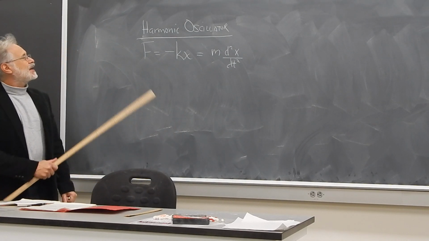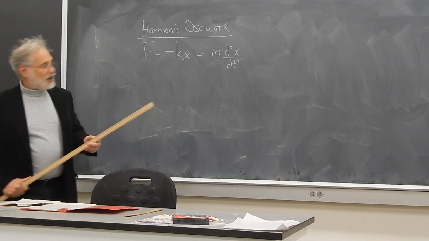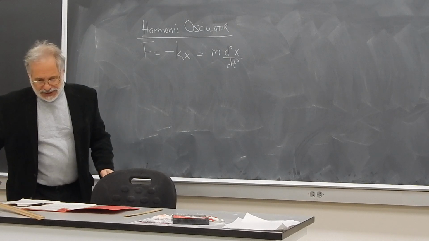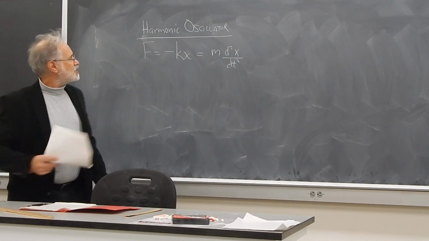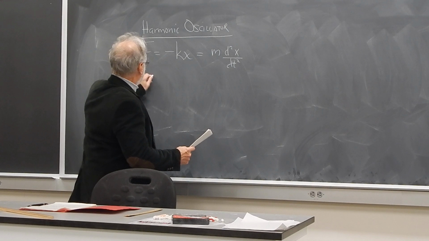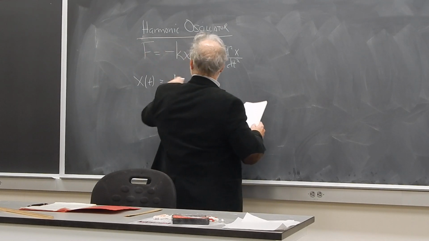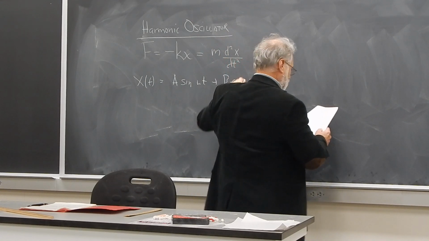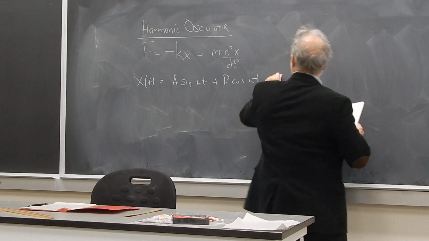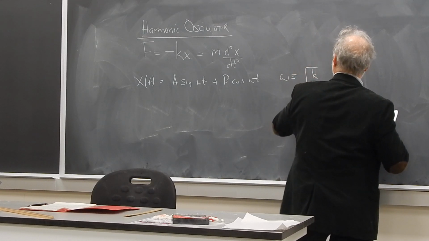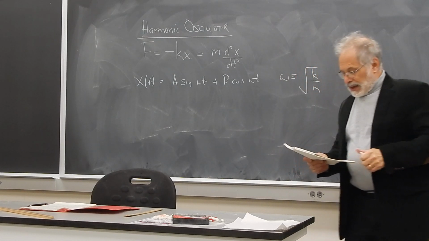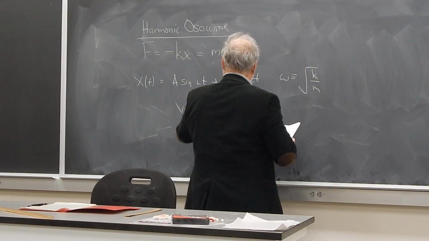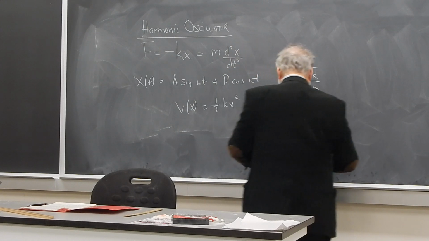Classically, we describe the harmonic oscillator by Hooke's law, F equals minus kx, which of course is the mass times the acceleration in this case. And the solution, classically, x as a function of time, is a sine omega t plus b cosine omega t, where omega is defined as the square root of k over the mass. The potential, V of x in this case, is 1/2 kx squared.